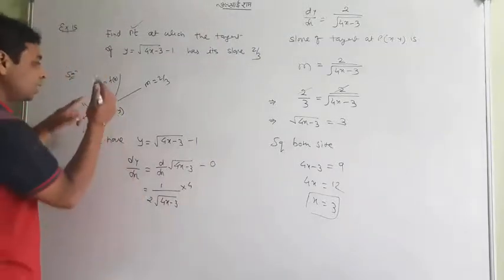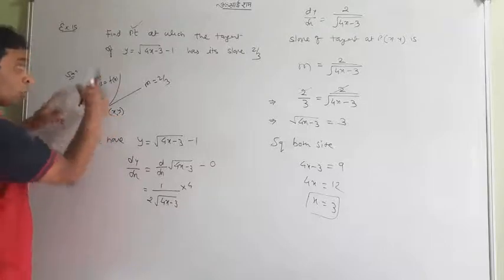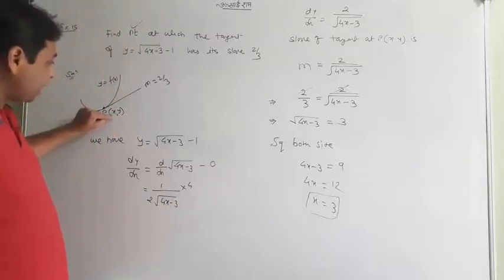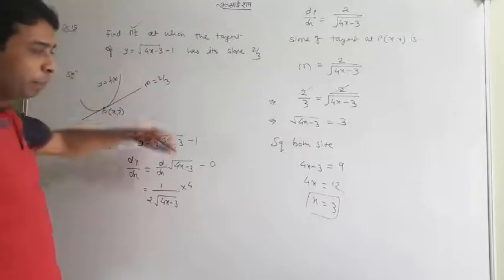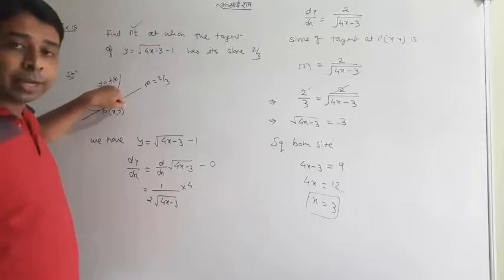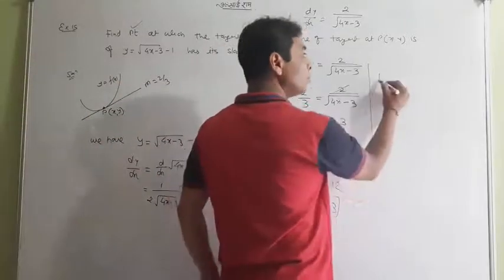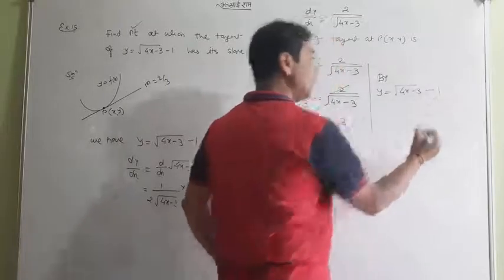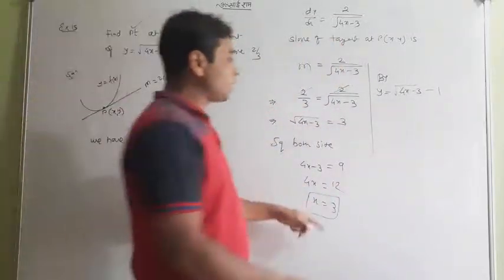It's very easy. Point P is also lying on the curve, so you know point P(x, y) will satisfy the curve, meaning if you put x equal to 3 in the curve, you can get y. So by the equation, y is equal to what you have? This one is the curve. So put x equal to 3 here.